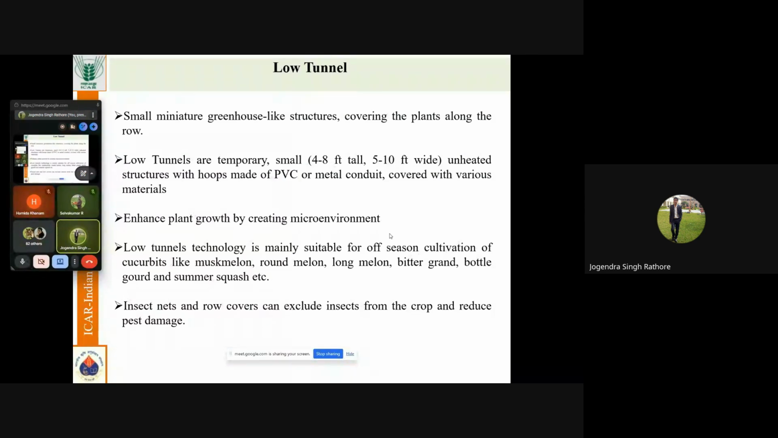So suppose we are growing bitter gourd or bottle gourd or any vine crop under these tunnels, then after attaining 30 to 35 days, we have to remove these low tunnels, because otherwise we are not able to accommodate the vines under these small structures. So here we can use them for the early stages, but in the case of summer squash, you can go throughout your crop period.